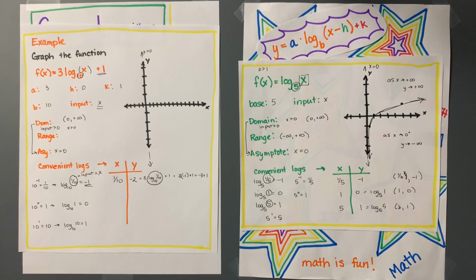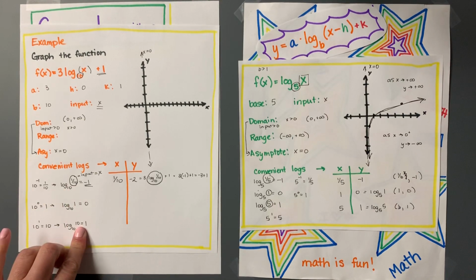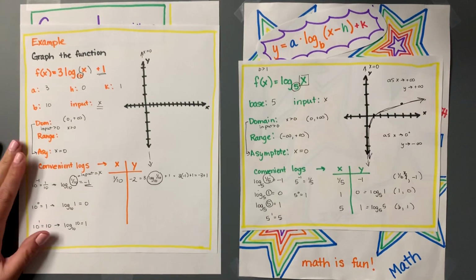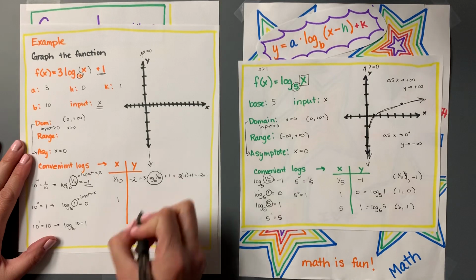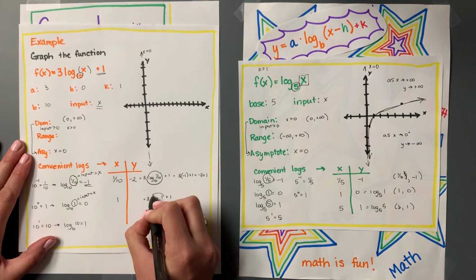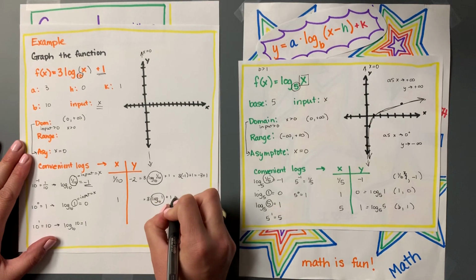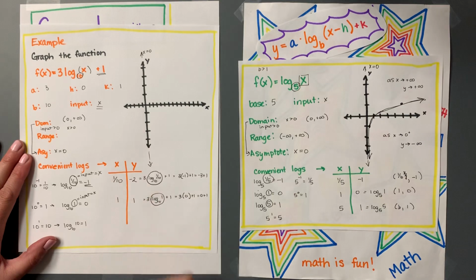If I just start picking points at random for x, I'm not going to be able to evaluate log base 10 of 7. That's not a logarithmic expression that I can simplify off the top of my head. I'm going to need a calculator. So I come up with these convenient logs to help me. So now log base 10 of 1. This is my input, which is equal to x here. So I'm going to put 1 in, and I get 3 times log base 10 of 1 plus 1. And I know that log base 10 of 1 is equal to 0. So 3 times 0 plus 1 is 0 plus 1. This is equal to 1.